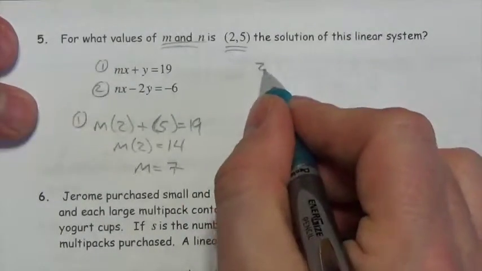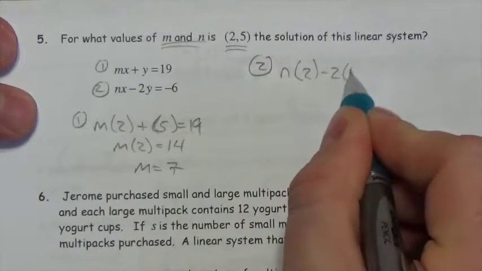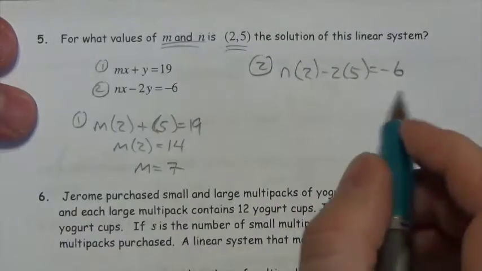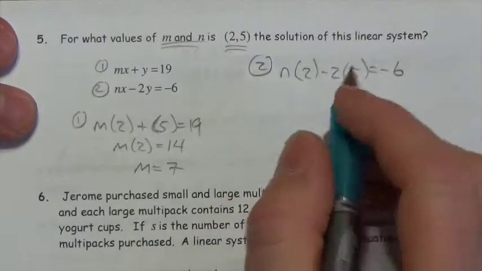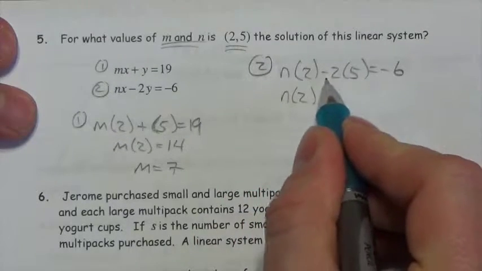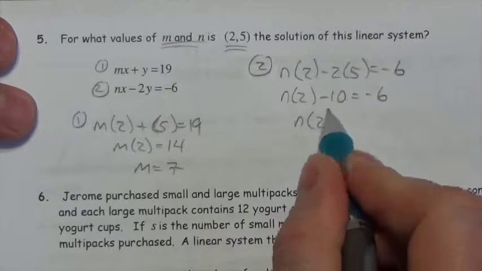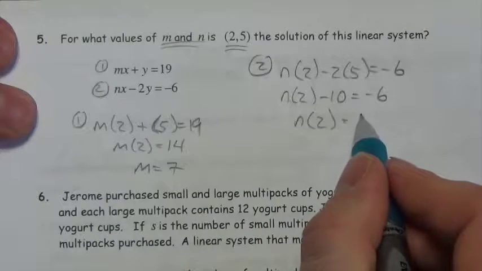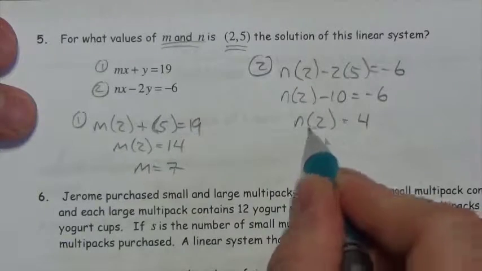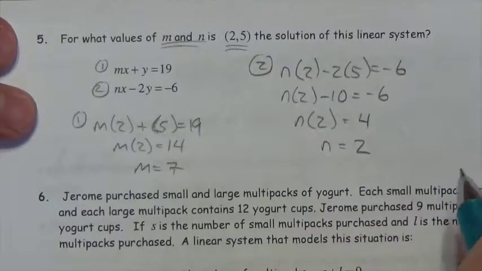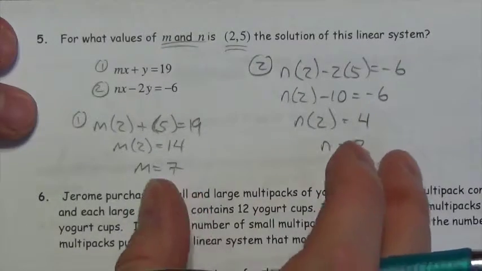Now I'll do the exact same thing with equation 2. That's going to be n times 2 minus 2 times 5 is equal to negative 6. And now I've got a single equation with only a single unknown in it. So n times 2, now negative 2 times 5 is going to be negative 10, and that's equal to negative 6. So n times 2, I'm going to add 10 to both sides. So negative 6 plus 10 will be 4. And when I divide by that 2 to get n all by itself, I'll get that n is equal to 2. And so the values that I'm looking for, m and n, are 7 and 2.